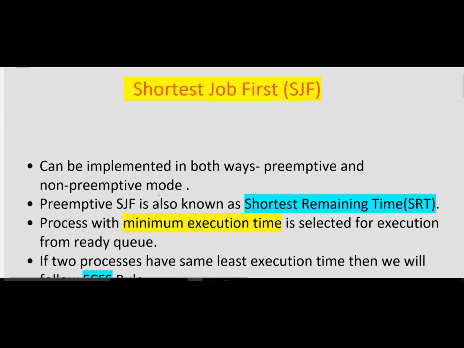Okay, the second point we are having is the other name of preemptive shortest job first. It is also known as SRT, which stands for shortest remaining time.